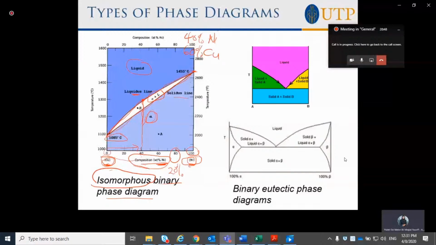Only if you have this behavior, where you have the lines across the board, from 0 to 100% composition. Okay, and then on your right here, binary phase diagram. This is yet another type of phase diagram. What is the peculiar thing about this phase diagram? It looks different than this one.